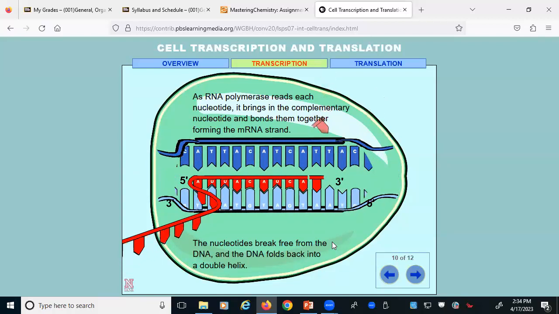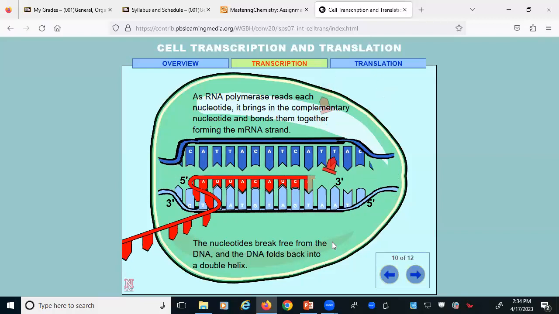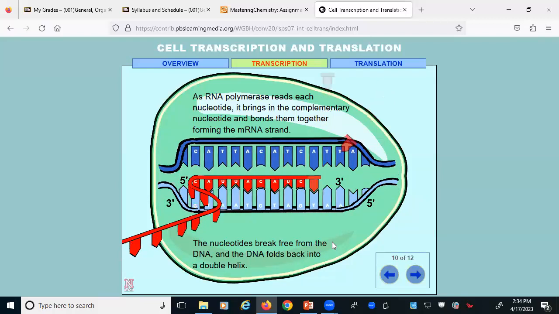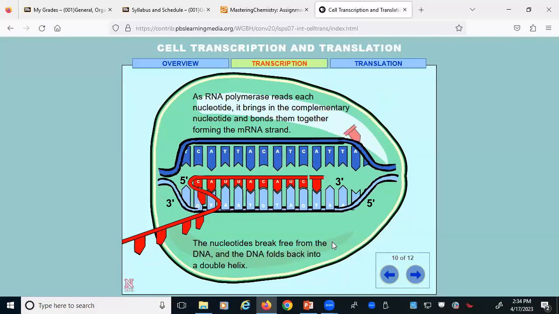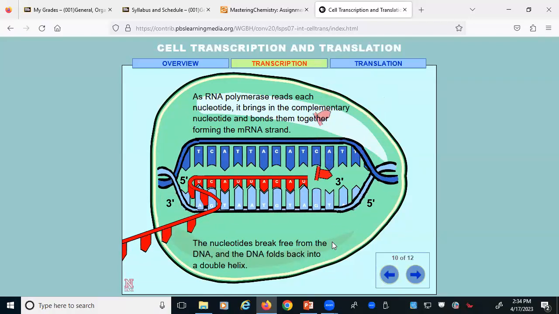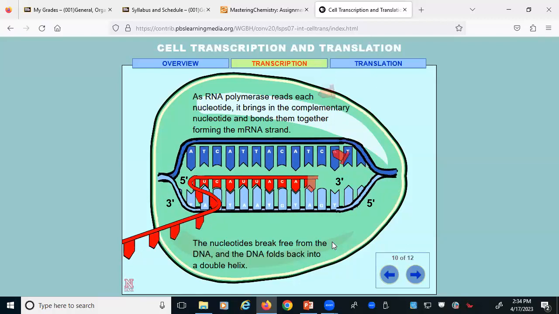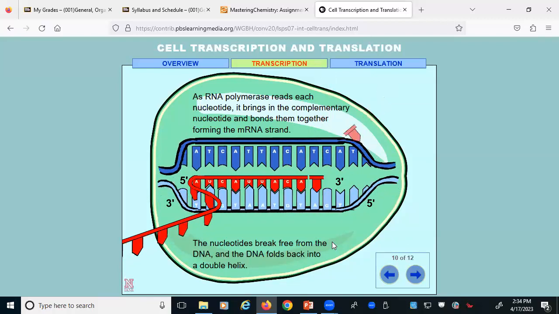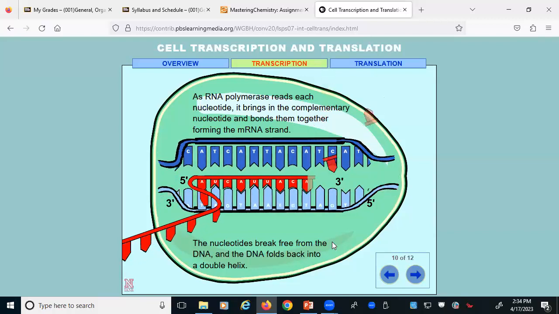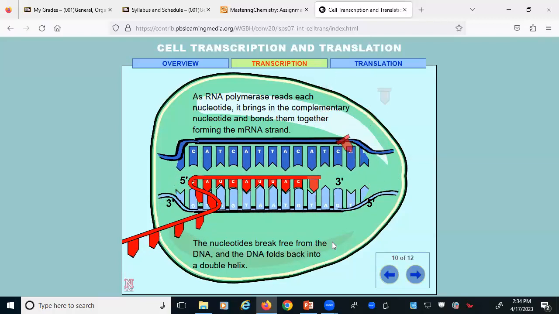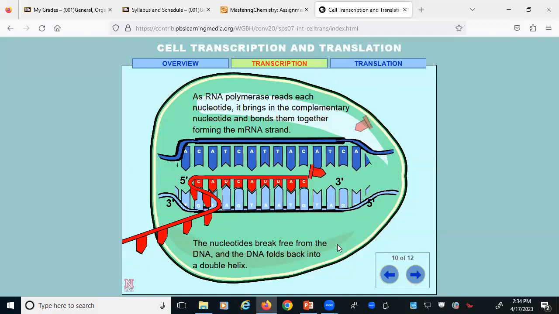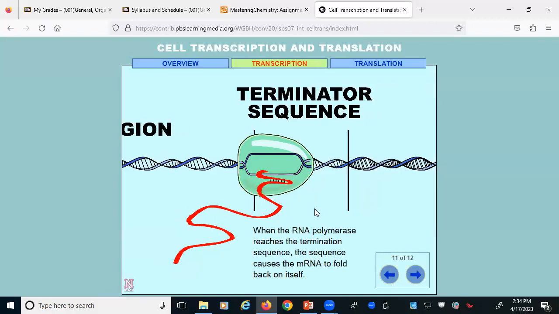we can see that it's basically just building a copy of the top strand, only substituting in that uracil instead of thymine, because that's what messenger RNA is made from. And so it's going to continue to do this. It's going to continue to unwind and build, unwind and build, unwind and build until it gets to the termination sequence. Termination sequence is the part of the genetic code that says, okay, stop copying and detach.